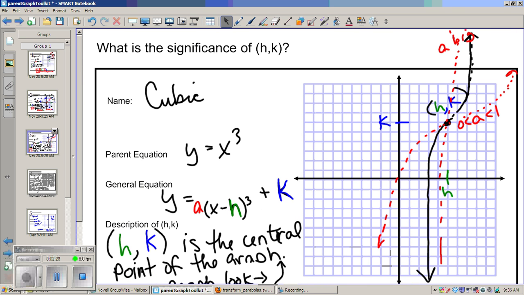Then we talked about the cubic function, which is y equals x cubed. And again, we found that if we attach that minus h along with the x before we cube it, it'll move that graph left and right. If we add k, if we tack that on at the end, it'll move it up or down. And so same basic ideas. a makes it either stretch out or compress.